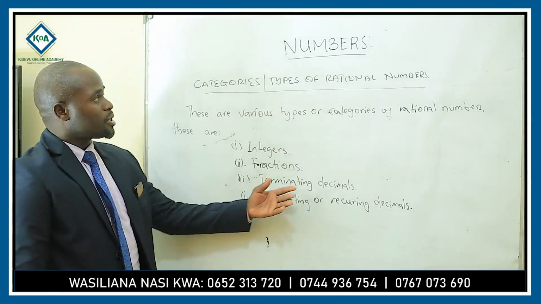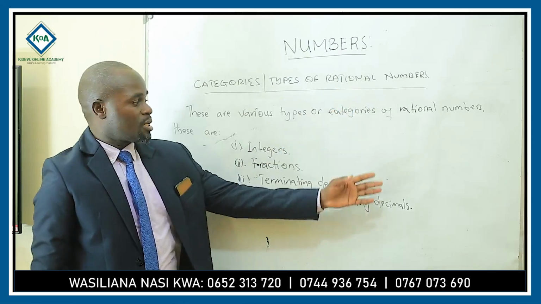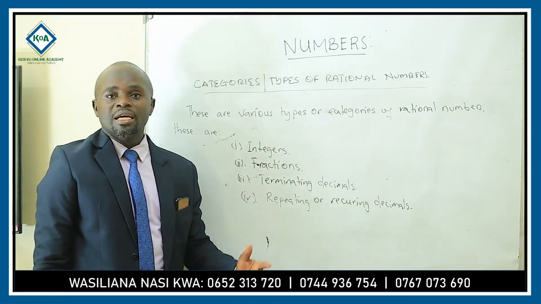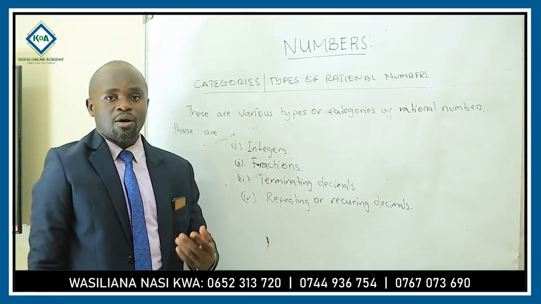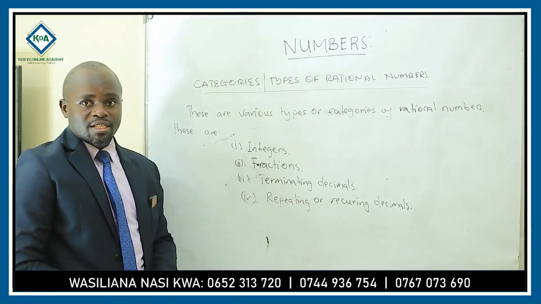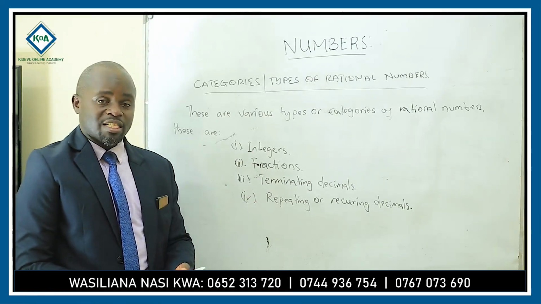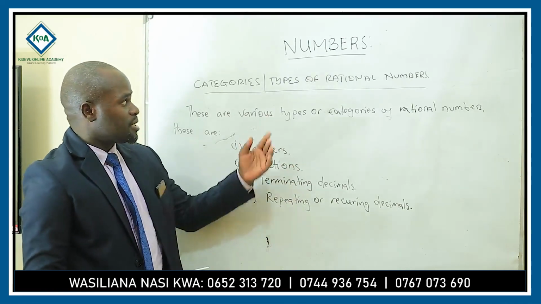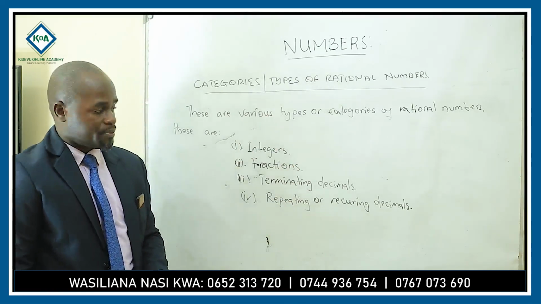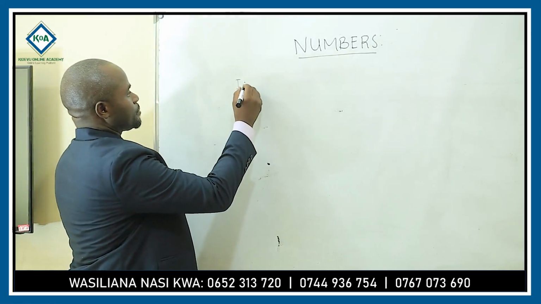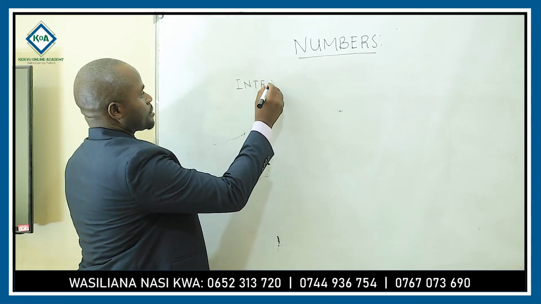According to the definition of rational numbers, all of these numbers can be expressed in terms of fractions, in terms of A/B. Yes. Now let us start by looking at integers. What is an integer? Examples of integers and how an integer becomes a rational number. The first group is integers.